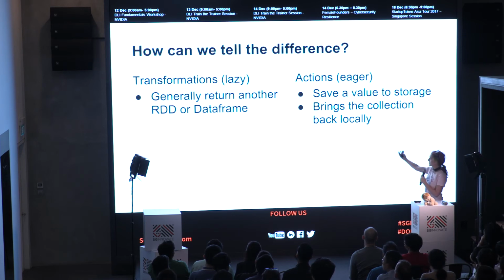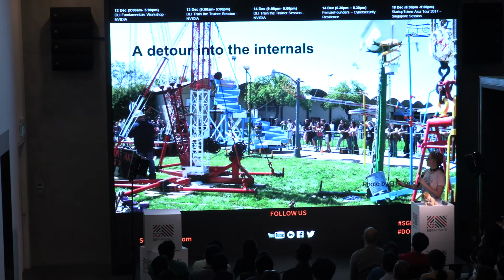So how can we tell the differences? Transformations are lazy, actions are eager. Whatever. This isn't super important. We're going to go and do how Spark works.